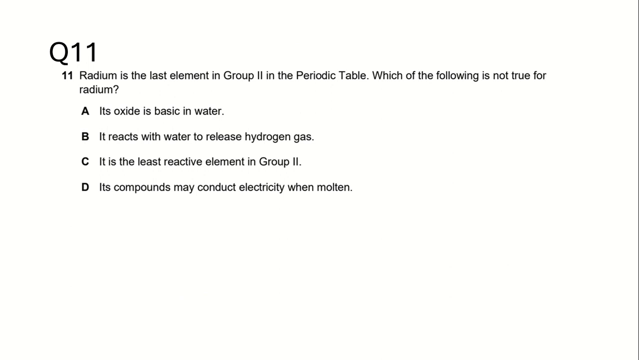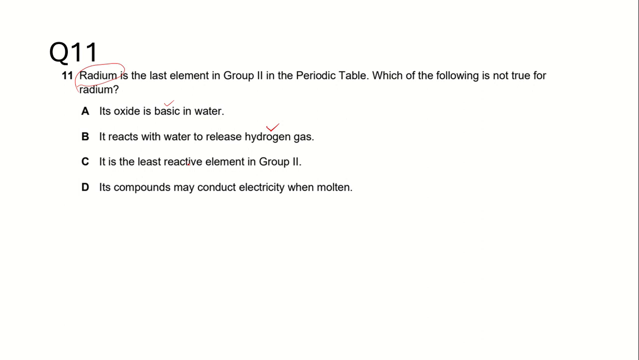Now, question 11, radium is the last element in group 2. Usually we learn until barium. Now they want to add one more into the trend, which is radium. Radium is below barium in the periodic table. Which of the following is not true for radium? A, oxide is basic in water. This is correct. All group 2 oxides are basic in water. B, it reacts with water to release hydrogen gas. Yes, even magnesium will react with water to release hydrogen gas. So all group 2 elements will react with water to release hydrogen gas.